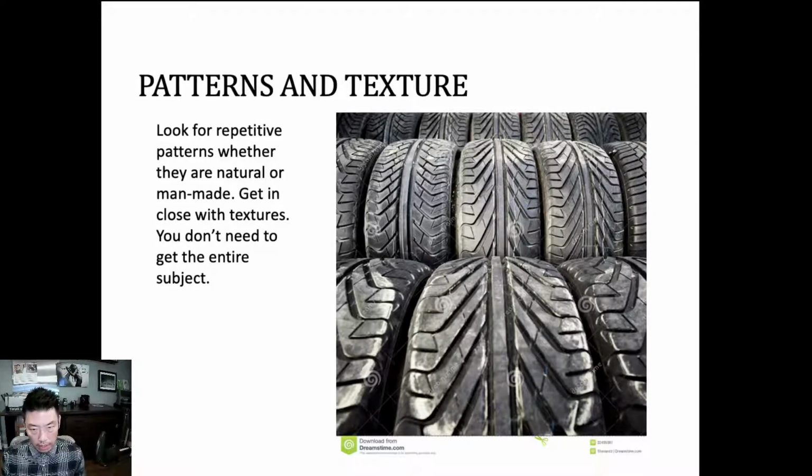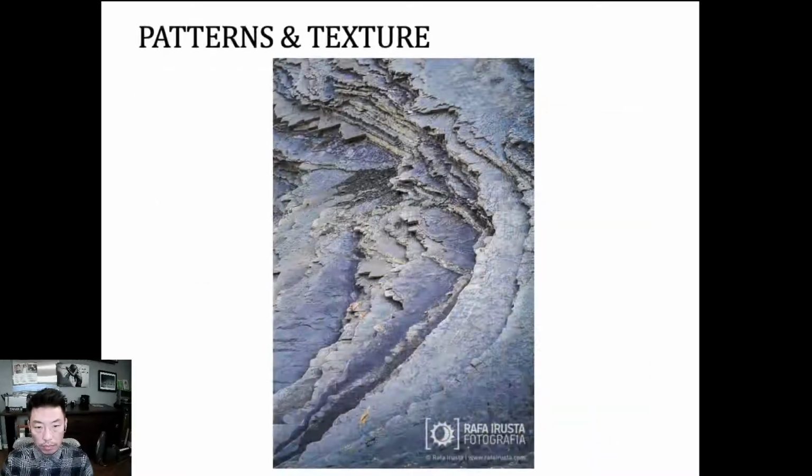Patterns and texture. This is another compositional rule that you can look for, and the idea of this is that you're looking for something that's repetitive. Whether it's in nature or artificial or human-made. And if you notice here, the photographer's filling the frame. In this tire shop, we don't see customers, we don't see the mechanics. All we see is just a bunch of tires and nothing else in the frame. So the repeating pattern here and texture are the tread of these tires. That's the texture and patterns. And it's also filling the frame because we don't see anything else in this shot.